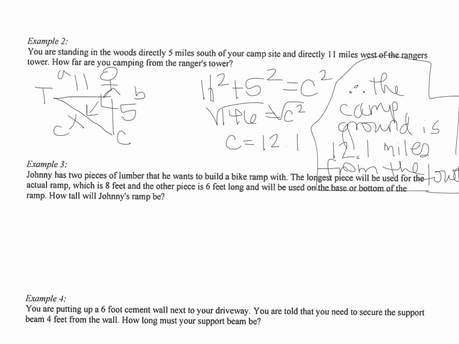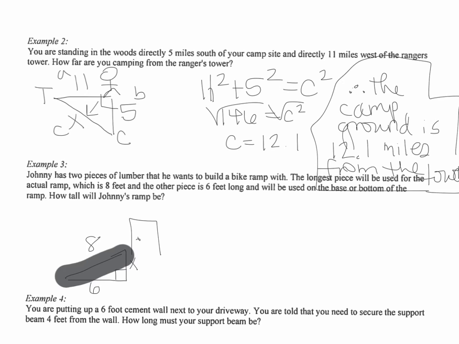It says Johnny has 2 pieces of lumber and he wants to build a bike ramp with it. The longest piece used for the actual ramp, which is 8 feet, and the other piece was 6 feet, which will be used for the base or the bottom of the ramp. How tall will Johnny's ramp be? So obviously if here's a door and I'm trying to get into the door and I have a ramp, this is the ramp, and then it goes up like this. It's going to be some kind of triangular piece like here. It says the longest piece is 8 feet, so this is the actual ramp, okay? So that's going to be 8 feet. And it says the other piece is 6 feet, and I want to know how high the ramp is going to be.